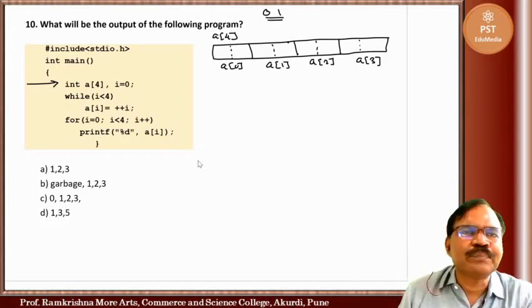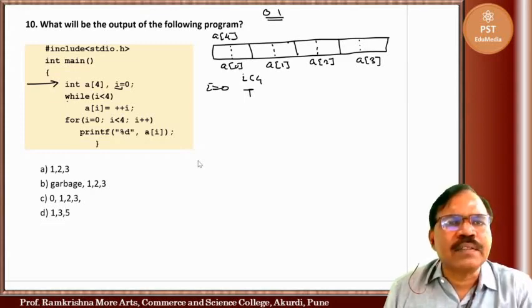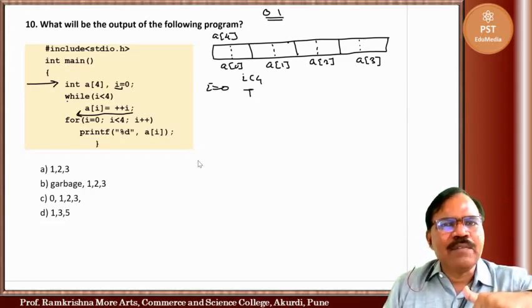So what happens here? So i equal to 0. So the condition is true. i less than 4. The condition is true. So it comes here. The expression is evaluated from this to this. So ++i means i will become what?